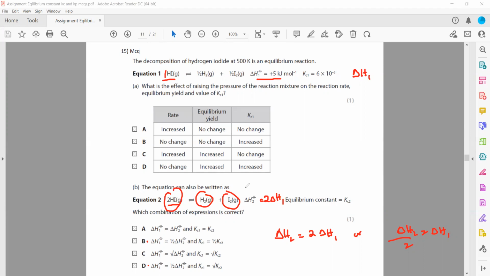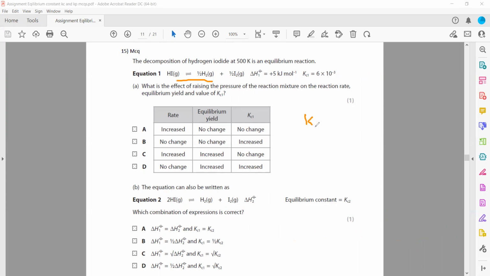So which option? Either B can be an answer or D can be an answer. Then how can we relate the Kc1 and Kc2 for the two reactions? When we write the expression for Kc for the first equation, we call that equilibrium constant Kc1, equal to the product, which is hydrogen raised to power half, iodine raised to power half, divided by hydrogen iodide. And when we write the expression for Kc for the second reaction, that is the product divided by reactant. So the product is hydrogen, iodine, divided by hydrogen iodide.